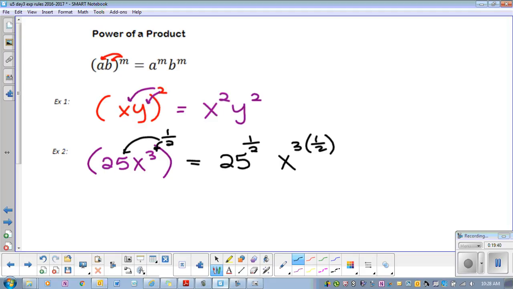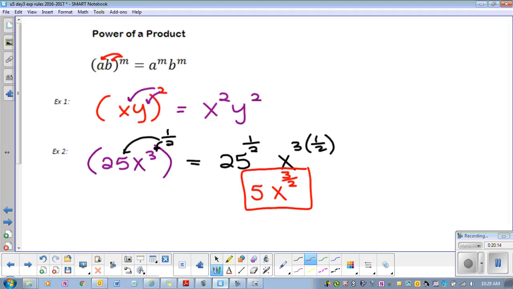So try that for me. What is 25 to the 1/2 power? 5. And then what about the x's? What is 3 times 1/2? Those are the exponents, so I just multiply them, right? Yeah, 1.5, which is three halves. Good. 3/2. Perfect. All done.